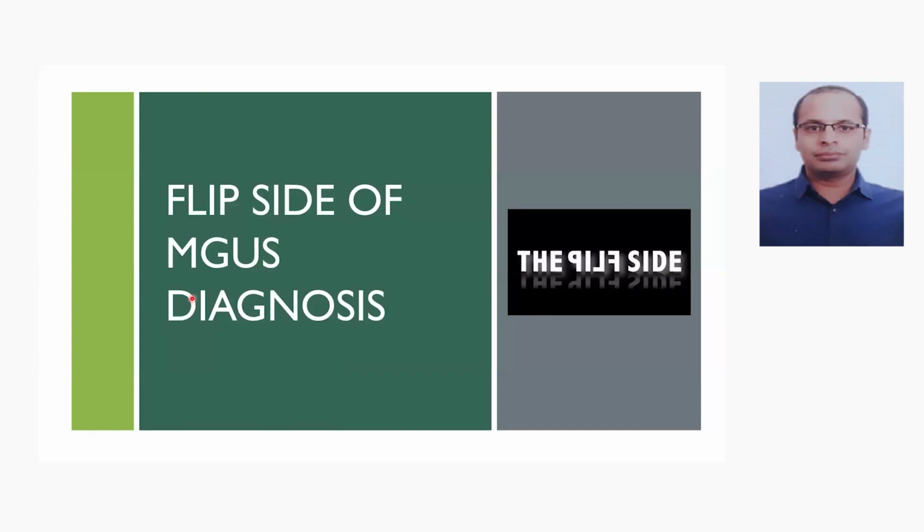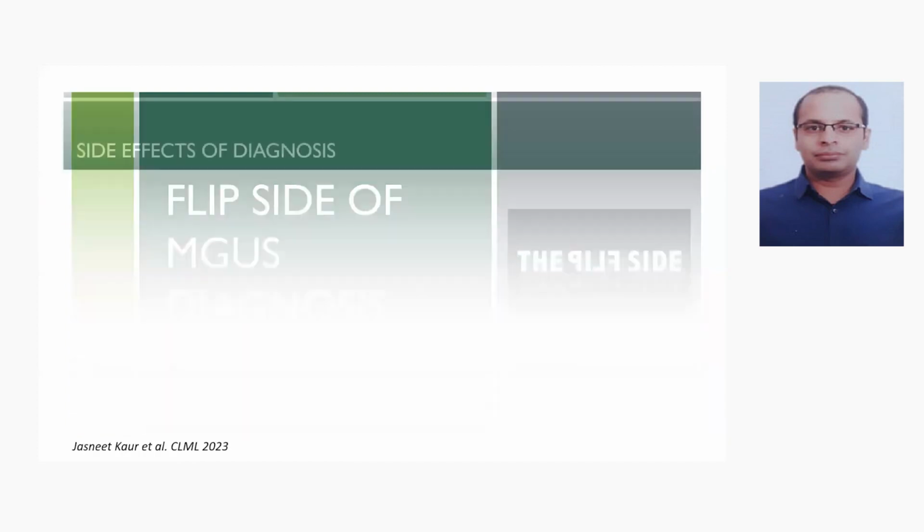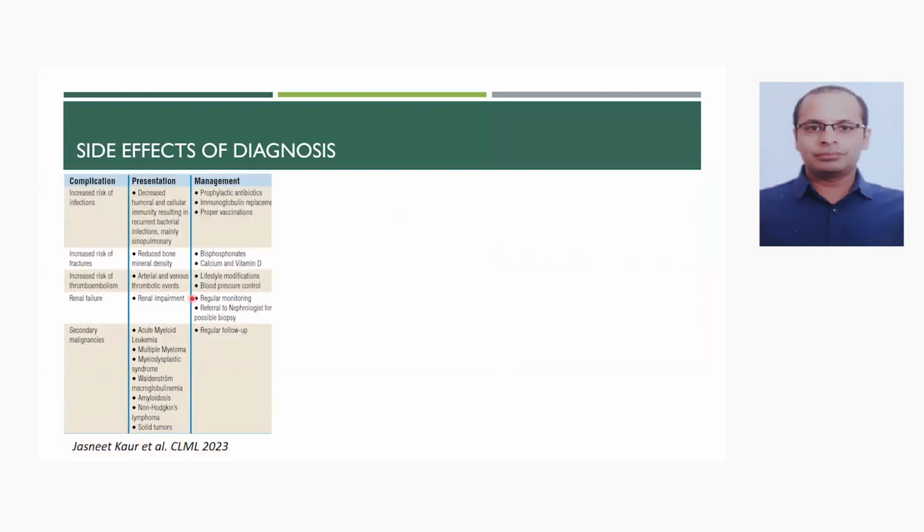What is the flip side of diagnosis of MGUS? So why should you screen for MGUS? There is increased risk of infection which might be there because of decreased humoral or cellular immunity. So you can manage these patients with some kind of immunoglobulin replacement and proper vaccination at age-appropriate levels. There can be increased risk of fractures with reduced bone mineral density. Bisphosphonates can be given to such patients.